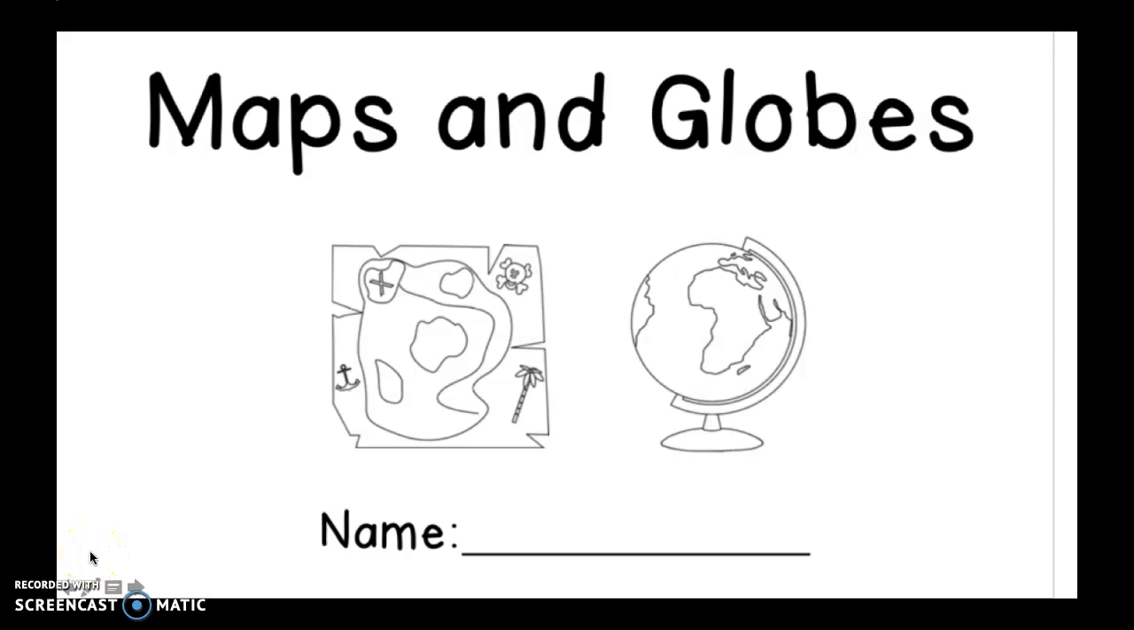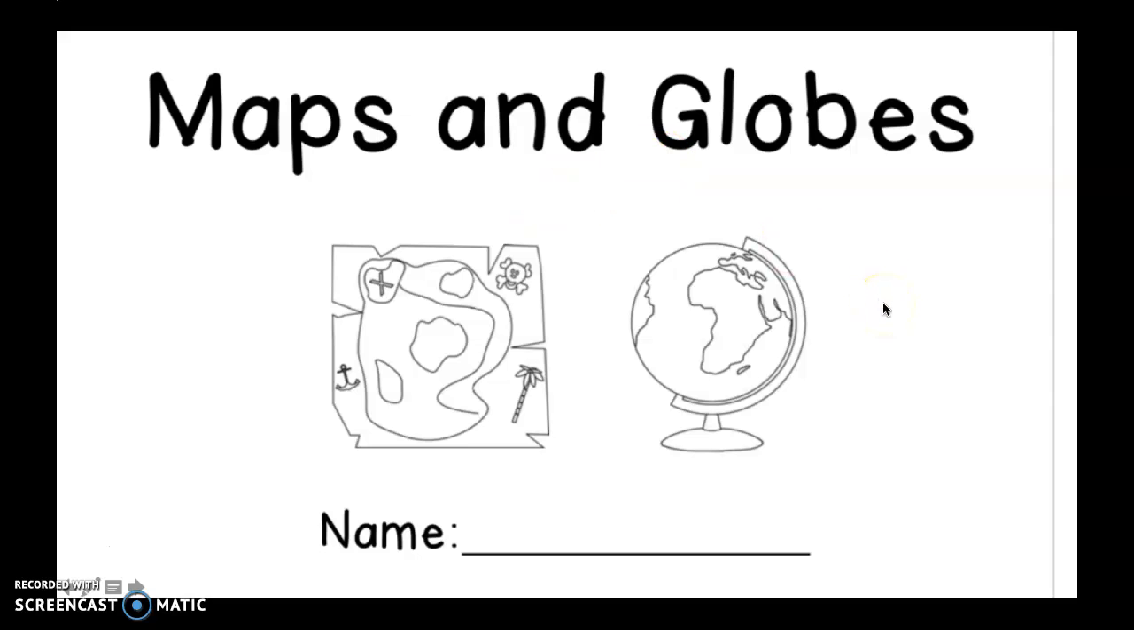Hi boys and girls, we're going to read this book together. So you should have already gone to the tab or file folder on your activity list and taken one of these books out. And we're going to read through it together and then you're going to do the activities. So if you didn't get the book yet, pause this and go get it. So the title is Maps and Globes.